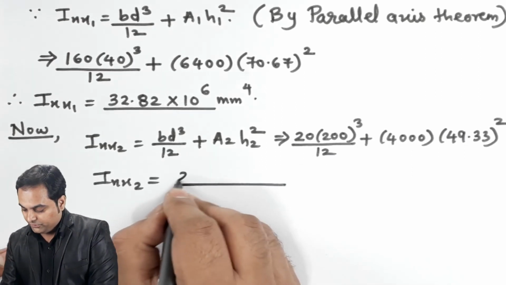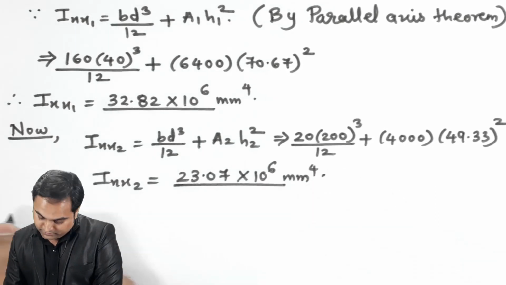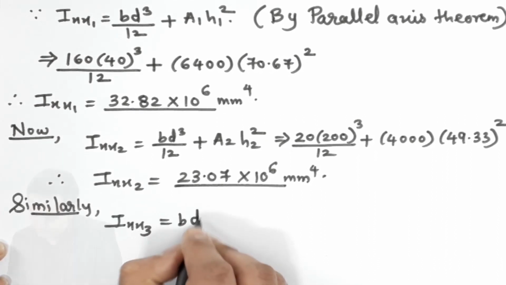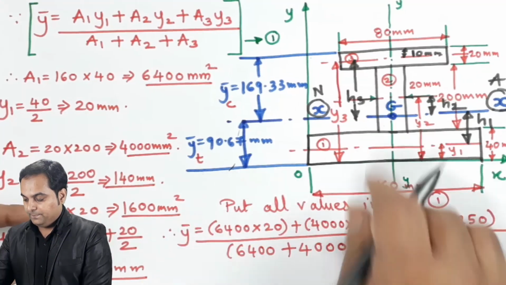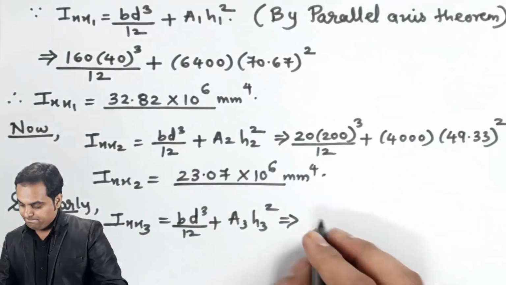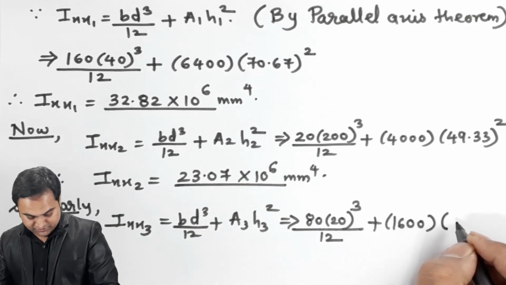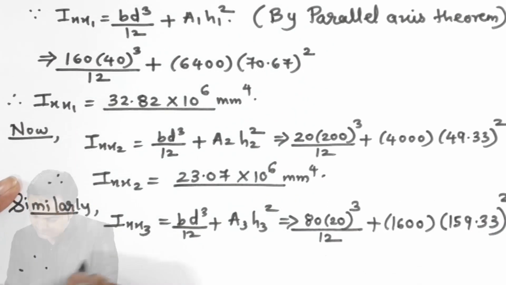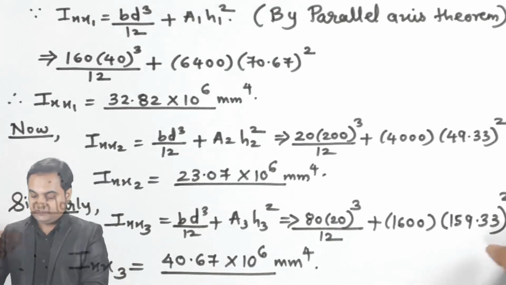Ixx2 comes out to be 23.07 into 10 raised to 6 mm raised to 4. Similarly, Ixx3 for the third rectangle. B and D values, B is 80, D is 20. Area 3 already we have. H3 value has been calculated, which is 159.33 square. So therefore Ixx3 comes out to be 40.67 into 10 raised to 6 mm raised to 4.